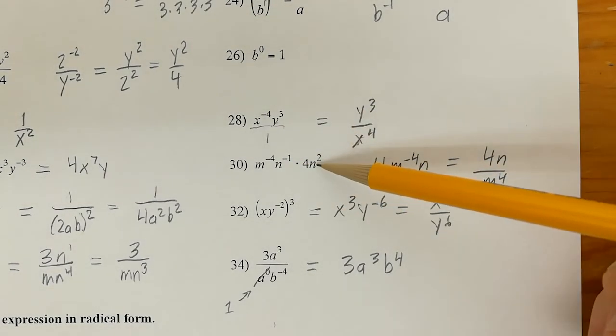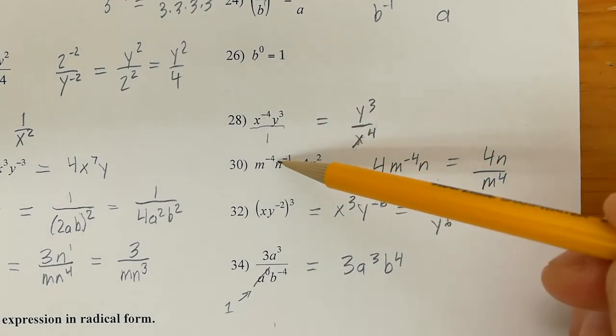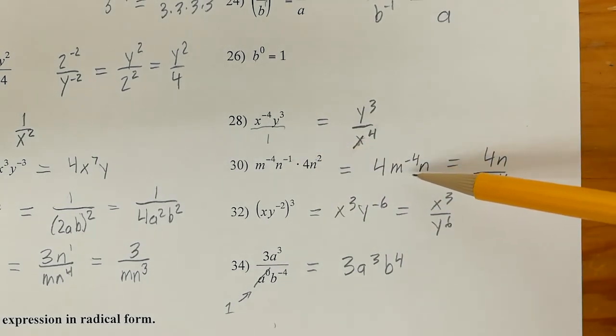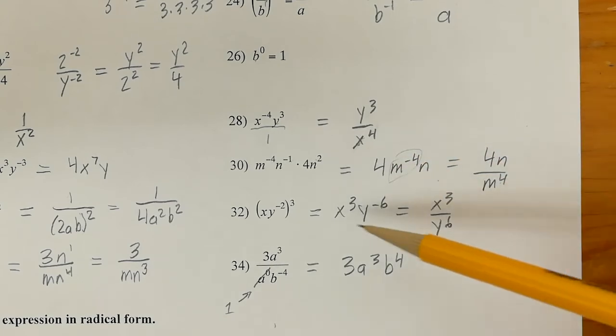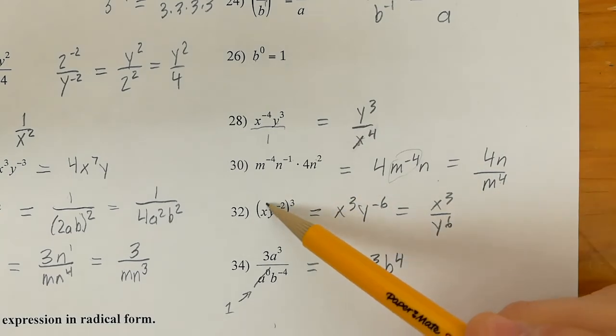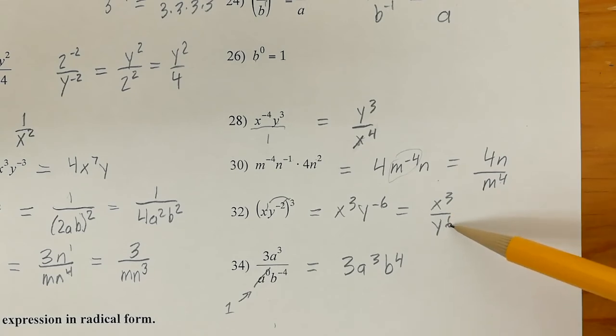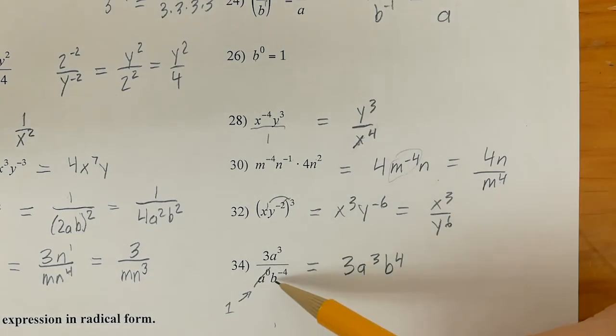Here, I used the product rule first, and I added the exponents of the n together, brought everything else along, and then this m to the negative fourth should end up in the denominator. Here, I used the power rule, ended up with this, and then the y to the negative sixth moves, and its exponent becomes positive.